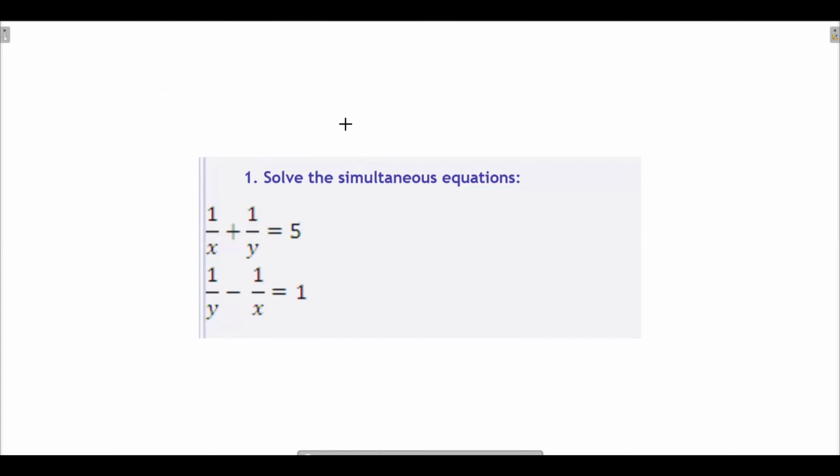Now the next question here is this: solve the simultaneous equation 1 over x plus 1 over y equals 5. You can see that the LCM here is xy. It will be easier for me to multiply through by xy.